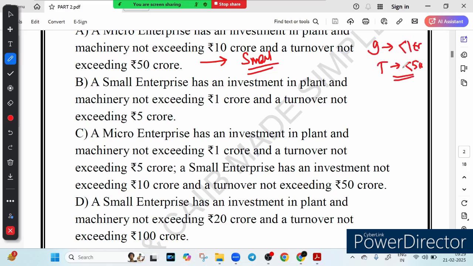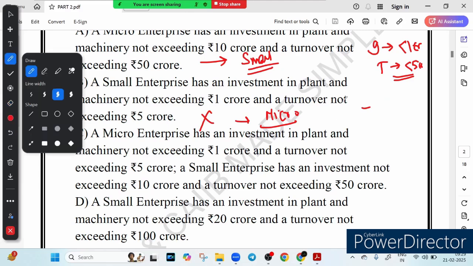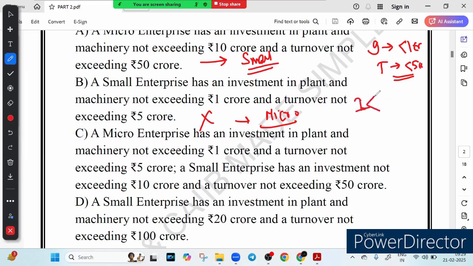Option B says a small enterprise has an investment in plant and machinery not exceeding 1 crore. So this is also wrong. This is actually the definition of micro enterprise, right? For micro enterprise, investment is less than 1 crore. If you talk about the small enterprise, you must know that investment range is less than 10 crore and more than 1 crore, and turnover is less than 50 crore, right? And more than 5 crore.